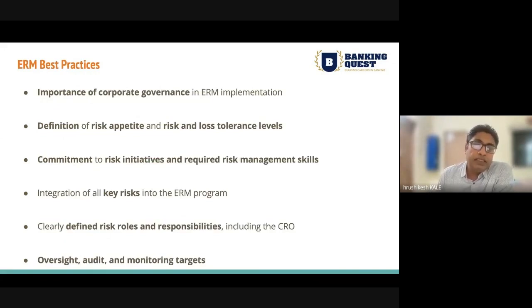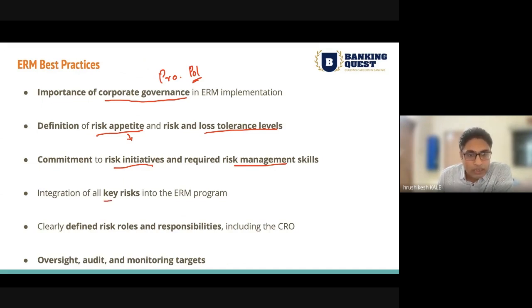Best practices, yes, you must have a corporate governance. Whenever I say corporate governance, it is nothing but procedures and policies. Definition of risk appetite, how much risk are we able to take and how much loss we can tolerate. Commitment to risk initiative and require risk management skills. Integration of all key risks. Now, even big companies are including risks like COVID risk, which was not there previously.